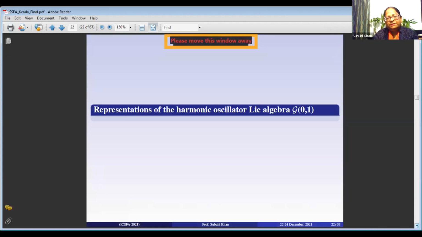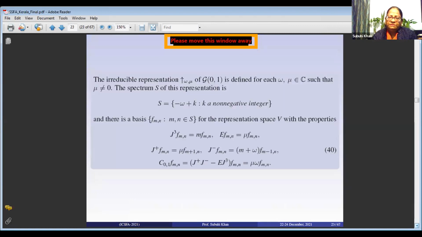Now, let's come to the main thing, that is how we are going to relate the Lie algebras with the special functions. So here in the first part, I have taken the harmonic oscillator Lie algebra G01, and we are going to relate it with the polynomials which we have taken, that is the two-dimensional Hermite polynomials.